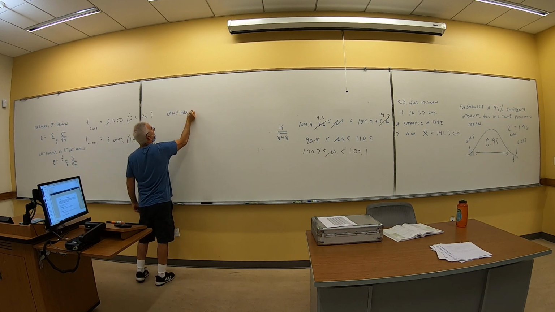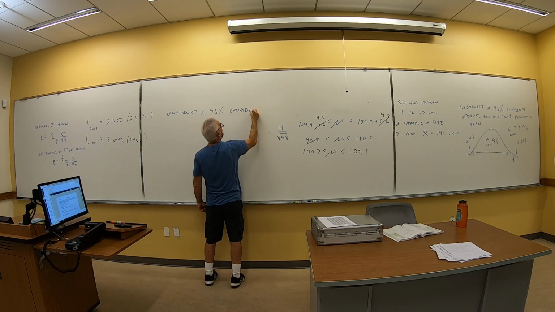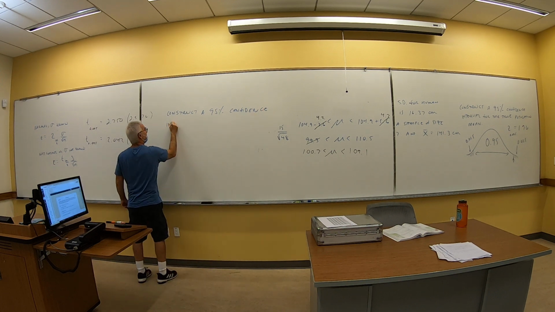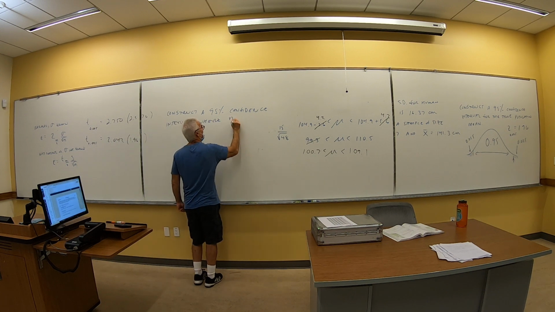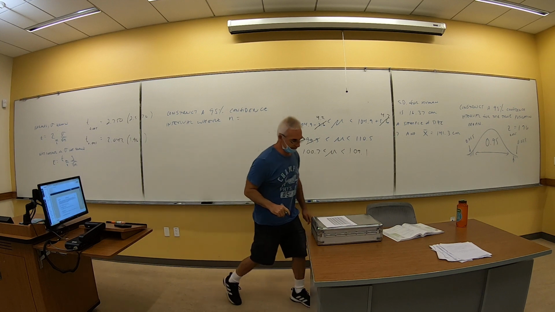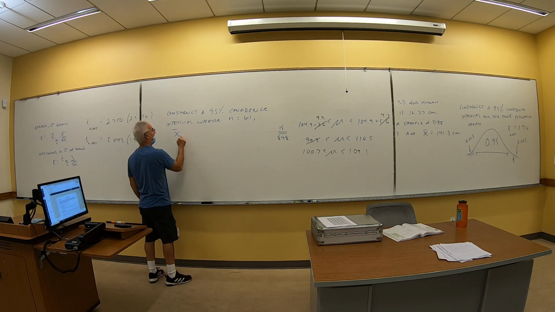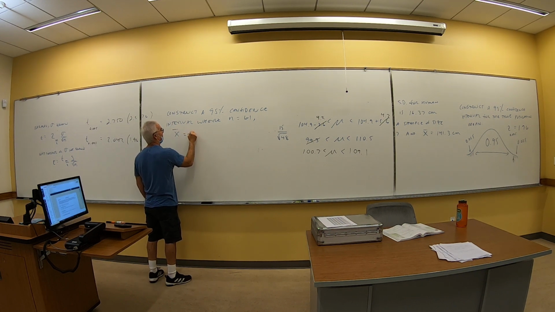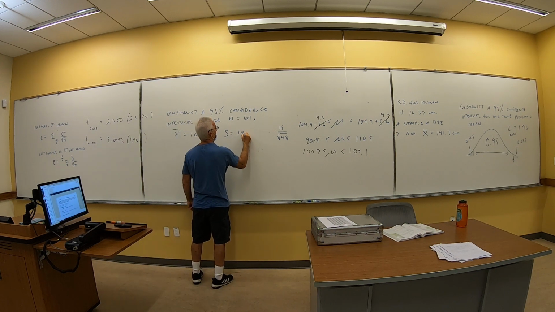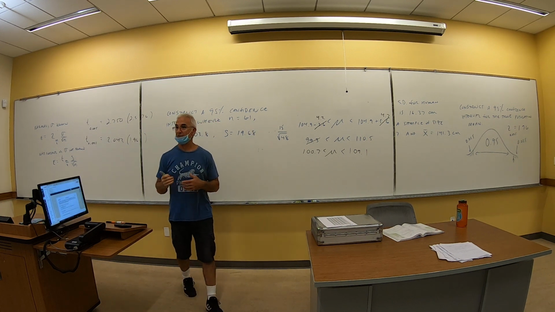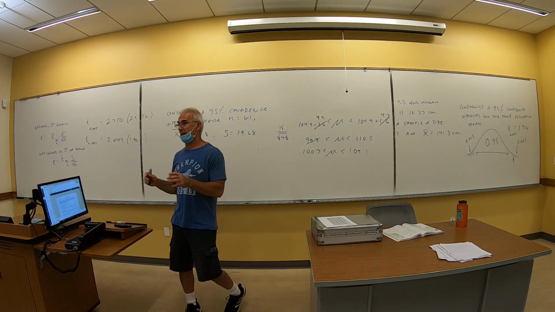I want to construct a 95% confidence interval where n equals 61, x bar is 103.8, and s is 19.68. Now, it's a confidence interval for mu. We have confidence intervals for p, and next day we're going to do confidence interval for sigma, but right now it's confidence interval for mu.